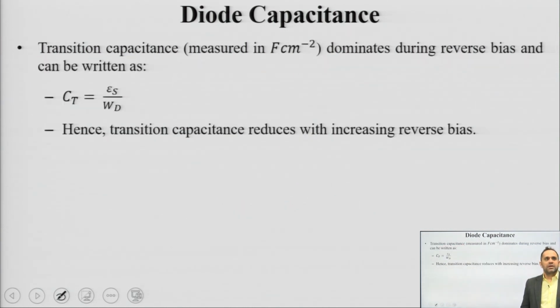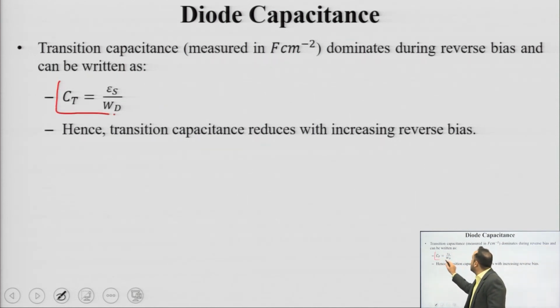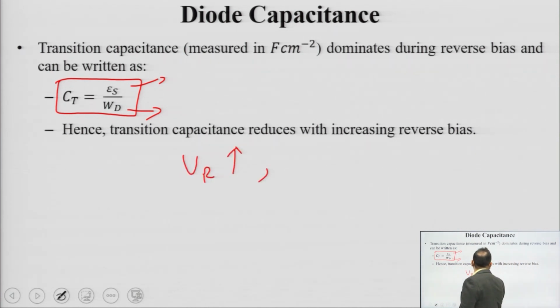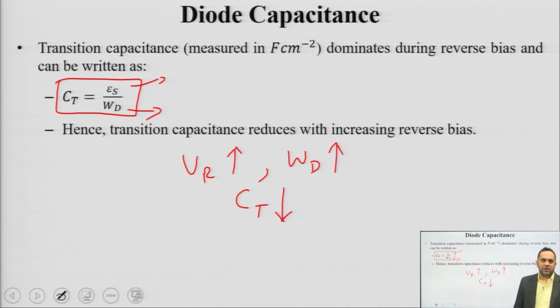Okay. In reverse bias, we measure what is known as transition capacitance, which is measured per unit area and written as epsilon S by WD. This is relative permittivity, this is depletion region width. When you increase reverse bias, you increase Vd. So, Vr reverse bias increases, depletion region width increases, which basically means that transition capacitance reduces. So, in forward bias, capacitance increases with applied voltage, in reverse bias capacitance reduces with increase in applied voltage.